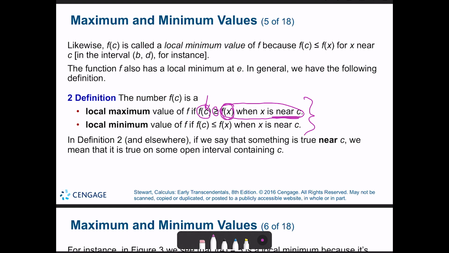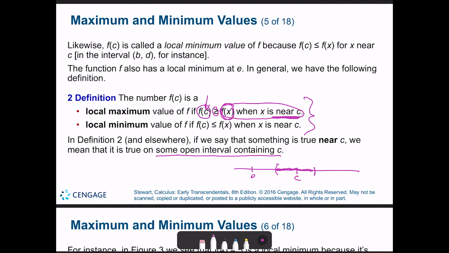In Definition 2 and elsewhere, if we say that something is true near c, that means that there's some open interval containing c. So if we're on a number line, and maybe here's 0, and here's some arbitrary value c, and we're looking at x values between here and here, that open interval contains this x value of c. Open interval? Yes, that's why I've put parentheses in order to define this portion of the number line.